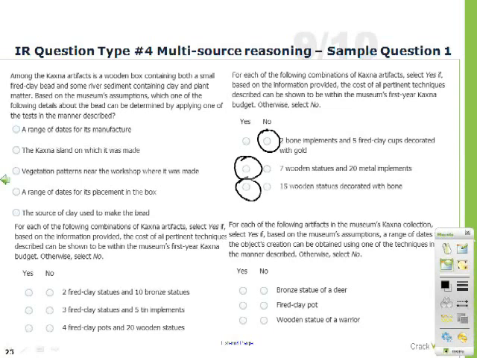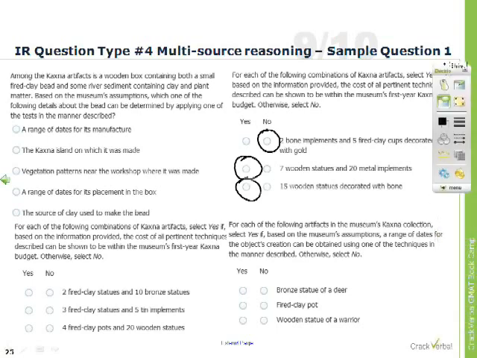For each of the following artifacts in the museum, select yes if, based on the museum's assumptions, a range of dates for the object's creation can be obtained using one of the techniques in the manner described. Otherwise select no. That's why they've given all 4 types of questions. It can't be done in 2.5 minutes, it can be done in 5 minutes, something else can be done in 1 minute. Right? So bronze statue of a deer. Can you find a range of dates for the object's creation?